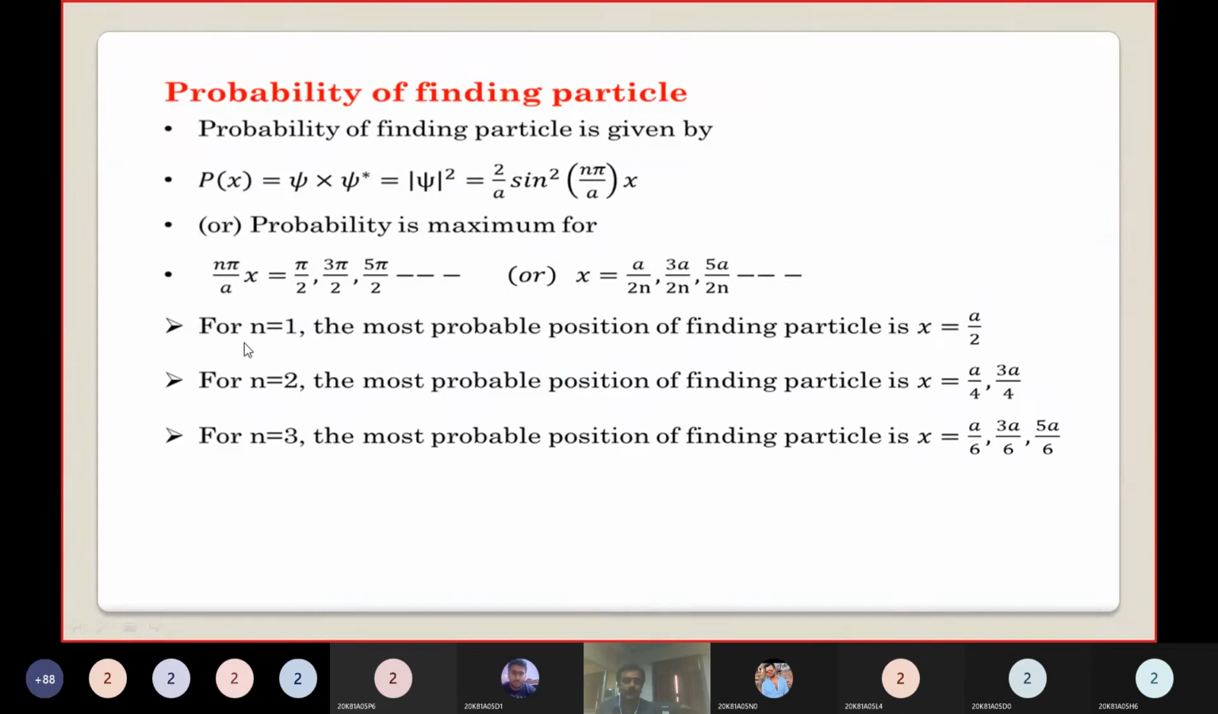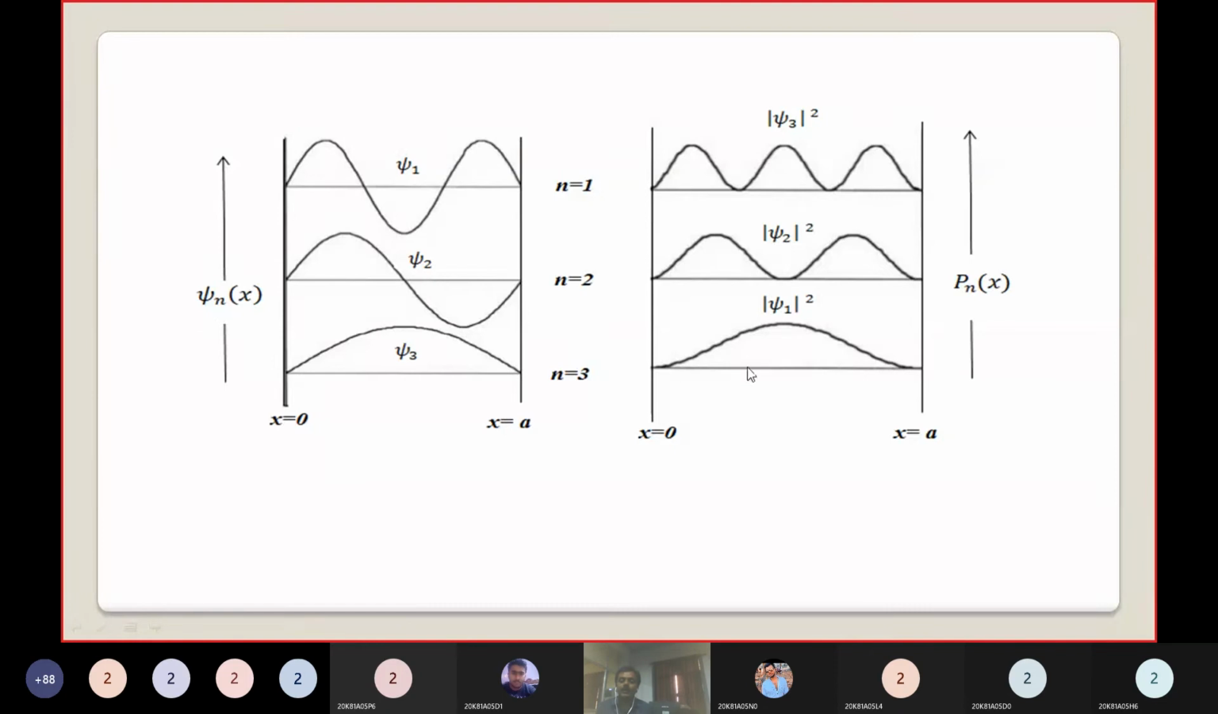So here n equal to 1. What is the maximum x value? X means length of the box, so x is equal to a by 2. Okay, for n equal to 2, the most probable position for finding the particle. For n equal to 1, where can we find the particle? Where we can find the particle means x is equal to a by 2.